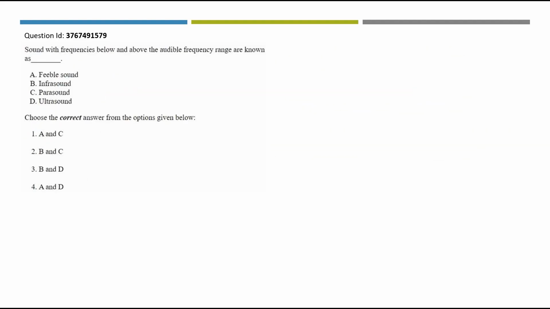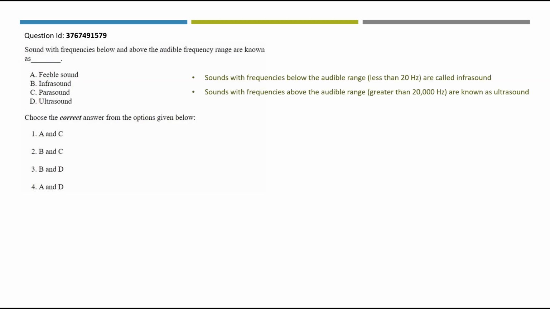Next question. Sound with frequencies below and above the audible frequency range are known as. Audible frequency means whatever is the capacity for us to hear. Sound with frequencies below the audible range, less than 20 Hz, are called infrasound. Sounds with frequencies above the audible range, greater than 20,000 Hz, are known as ultrasound. So here they are asking about frequencies below audible frequency and above audible frequency. So they are talking about infrasound and ultrasound. B and D will alone be in the answer.